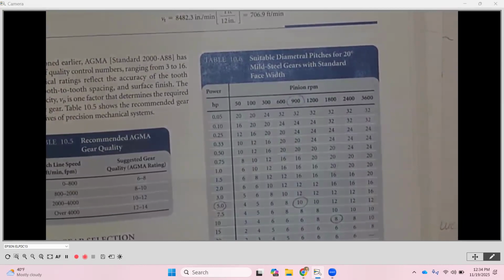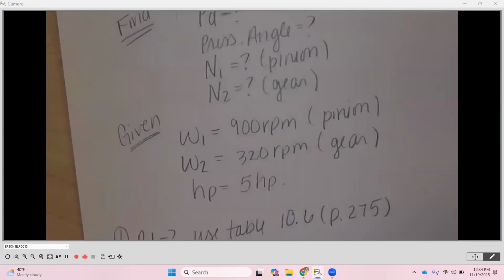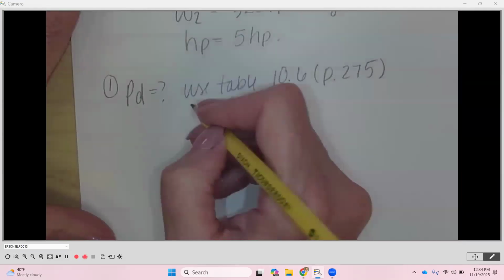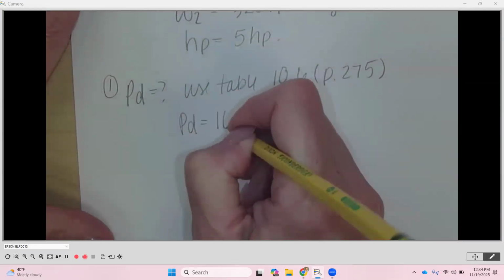Okay, so that's the size of our tooth. So P sub D is going to be equal to 10. All right.